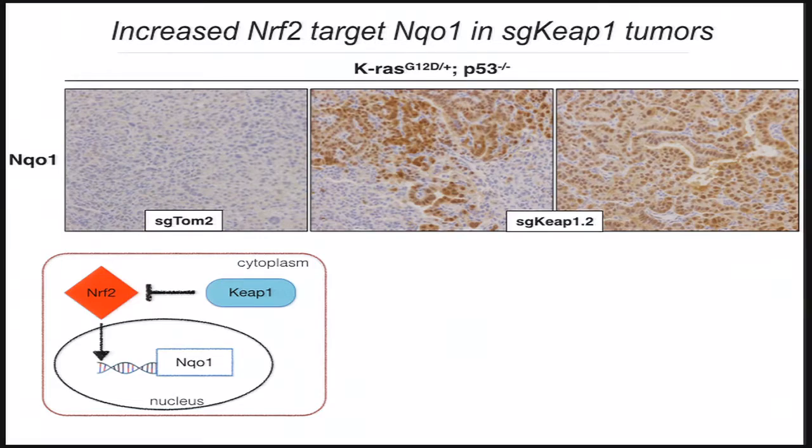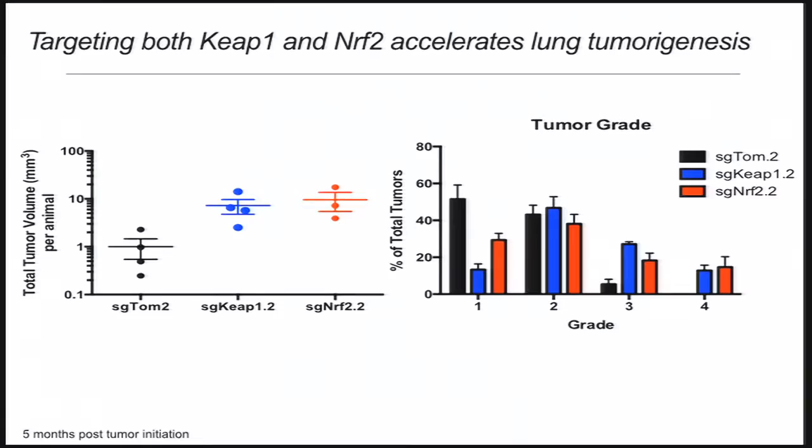So this all fits. Now, I also mentioned that we targeted NRF2 in the same series of experiments, and the expectation here was that we would see fewer tumors, reduced tumor burden, because one needs NRF2 for tumor development. Surprisingly, that's not what we saw. In this experiment, the PSEC vectors targeting NRF2 also produced increased tumor burden. This totally went against our expectations. Not only that, we observed increased tumor grade as well. So somehow, mutation of NRF2 was phenocopying mutation of KEAP1, and that didn't make a lot of sense.